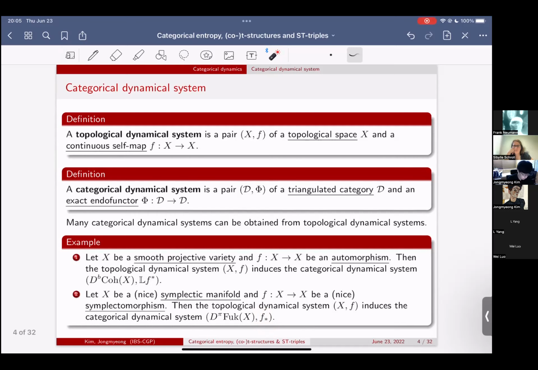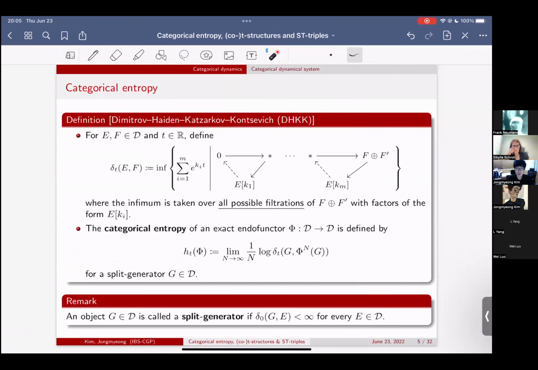And generally in dynamics, people study the complexity of a dynamical system. Likewise, we also want to study the complexity of a categorical dynamical system. So to measure the complexity of a categorical dynamical system, we need some notion, and it is the categorical entropy. It was introduced by Dimitrov, Haiden, Katzarkov, and Kontsevich.